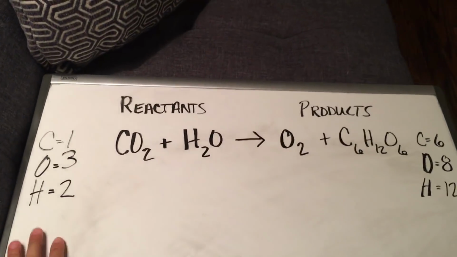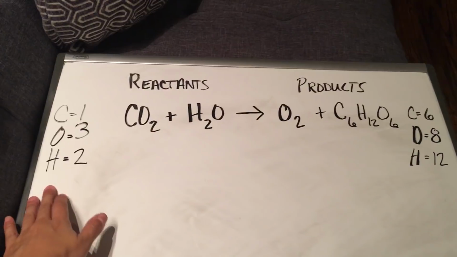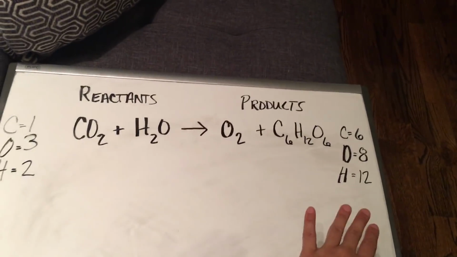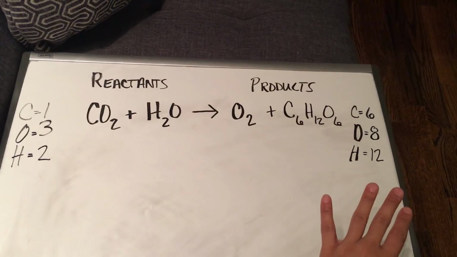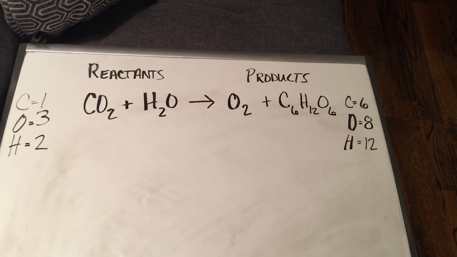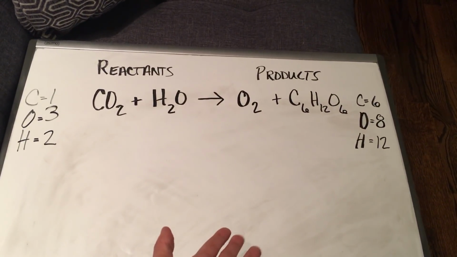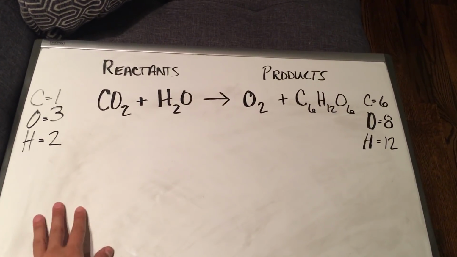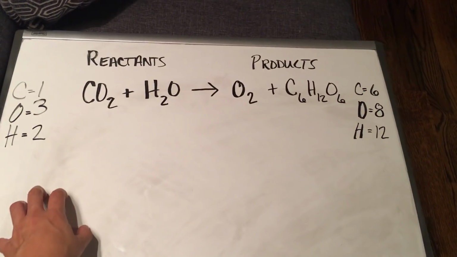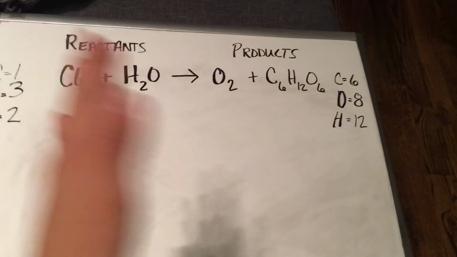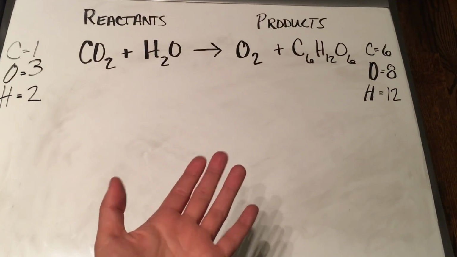So we have 1 carbon, 3 oxygen, 2 hydrogen on this side, but on the other side we have 6 carbon, 8 oxygen, 12 hydrogen. Is that balanced? No, it's not. I have far less stuff on this side than I do on this side. So what I'm going to have to do is balance it out. Now, how am I going to do that?